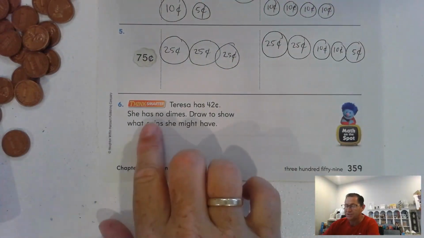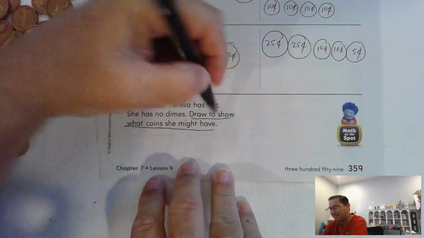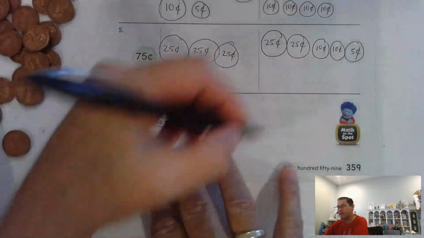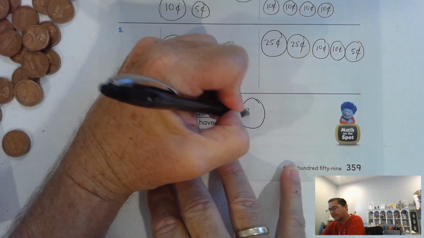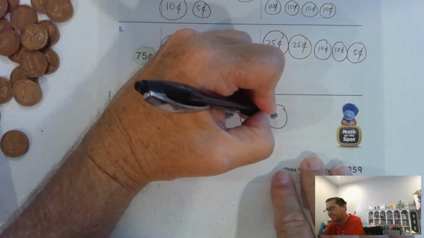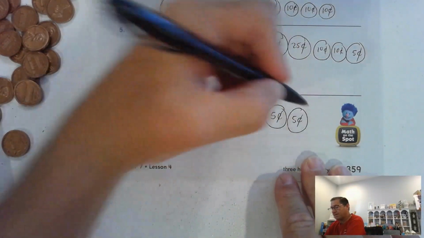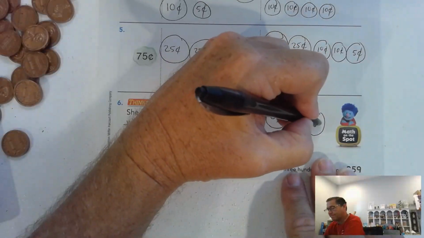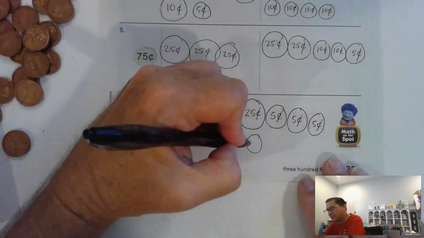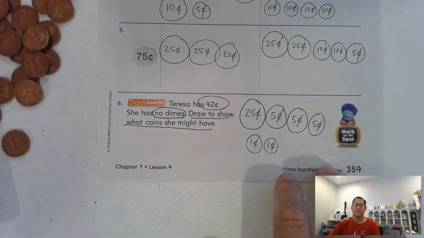Teresa has 42 cents. She has no dimes. Draw to show what coins she might have. No dimes. She has 42 cents. Okay. So if I start with 25 cents, I can't use 10, but I can use 5. Okay, so now we're at 30, 35, 40, and then I would need 2 pennies, right? 41, 42. So that's one way.